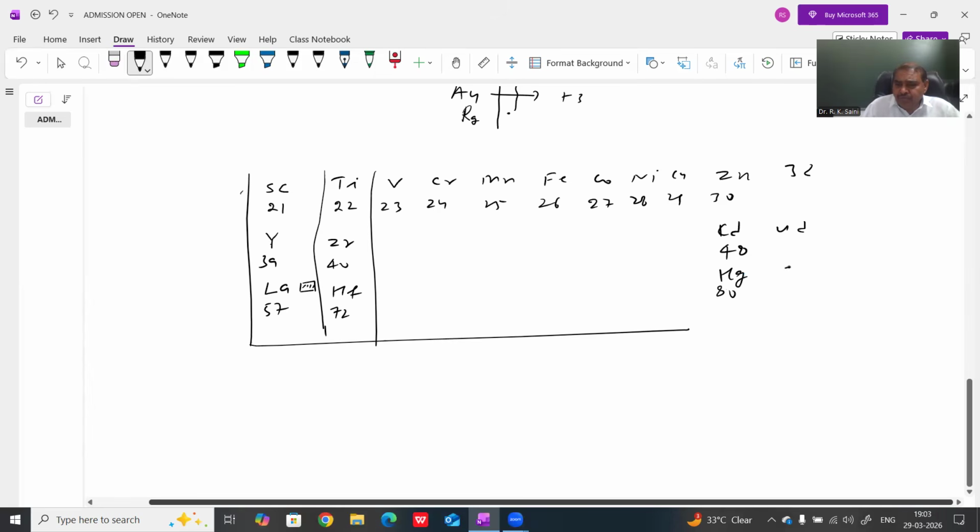And in case of the 6d series, 10 elements are also there. The first element is actinium, atomic number 89. The next element in group number 4 is rutherfordium, atomic number 104, and the last element is copernicium, atomic number 112 in the 6d series. Therefore, there are total 10 elements in the 6d series.